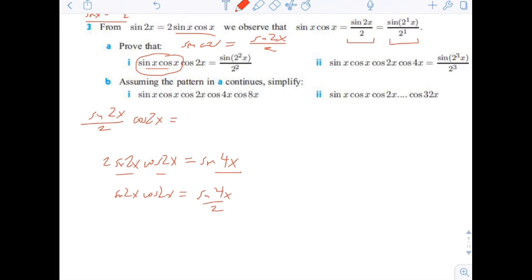So let's do that substitution. We'll take sine 2x cosine 2x and we'll substitute in sine of 4x divided by 2, and there's still this 2 here, so there's another 2 here. So that would be sine of 4x divided by 4, which could also be written as sine of 2 squared x divided by 2 squared, which is exactly what we want, right? All right, let's shrink this down.